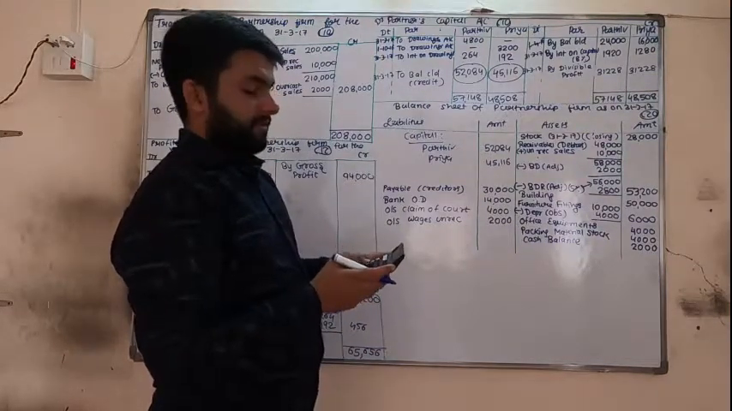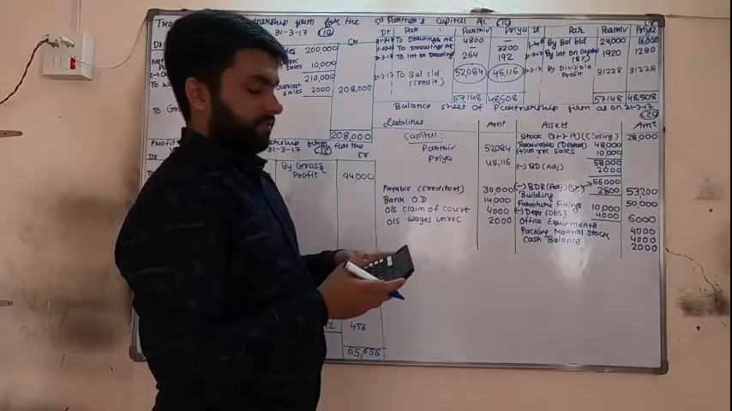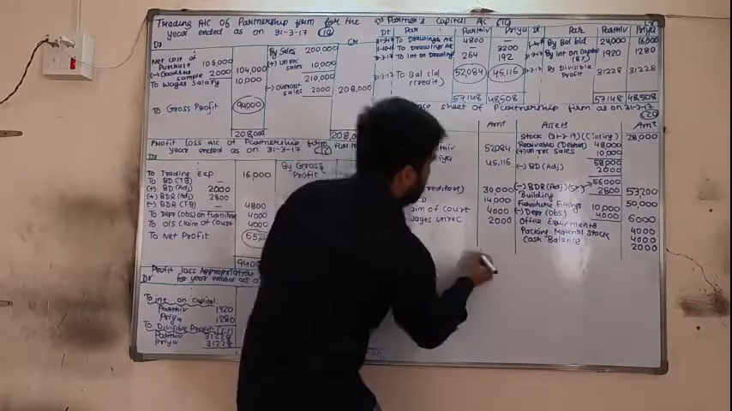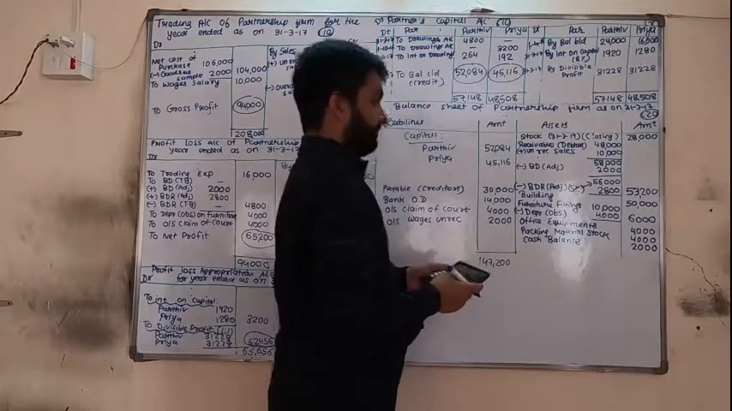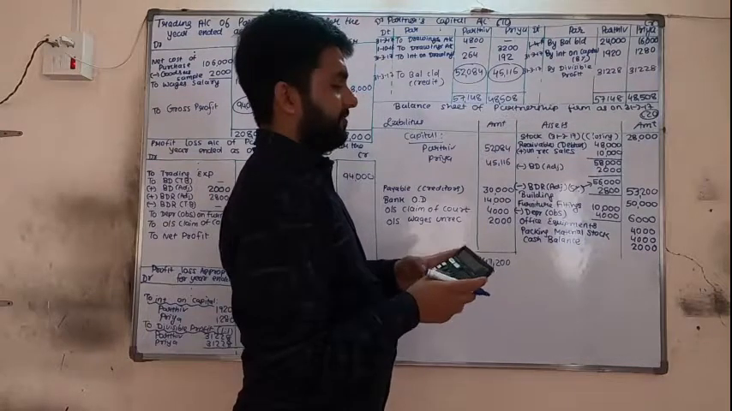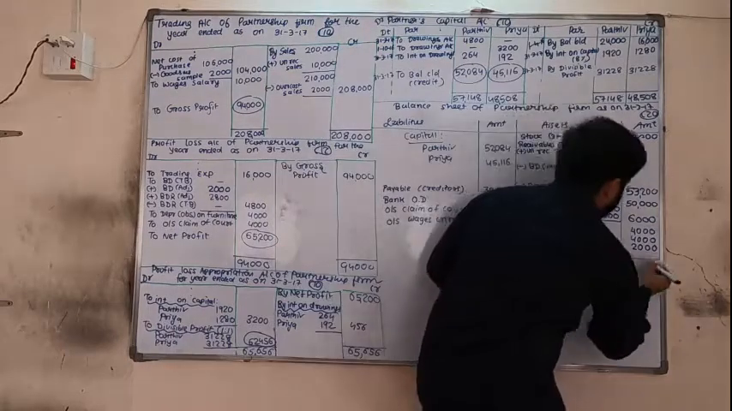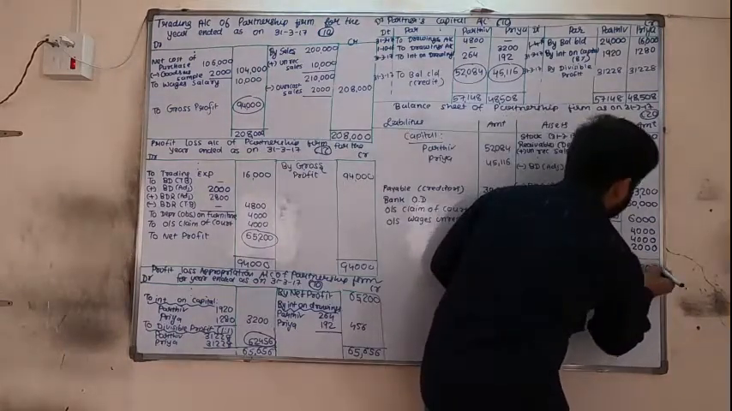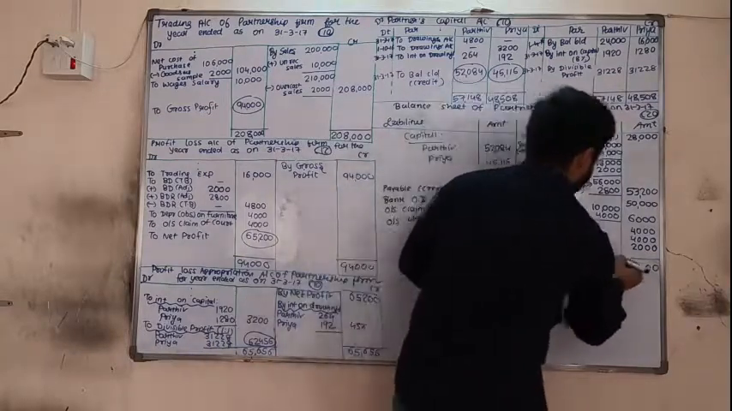52,084, 45,116, 30,000, 14,000, 4,000 and 2,000. It is 1,47,200. Now 28,000, 53,200, 50,000, 6,000, 4,000, 4,000, 2,000. Again it is 1,47,200. So the totals are the same.